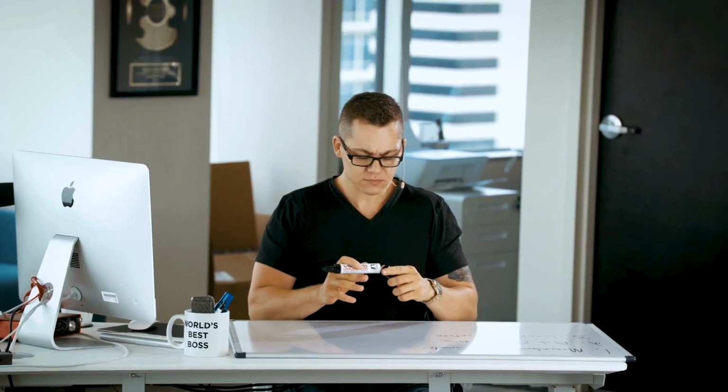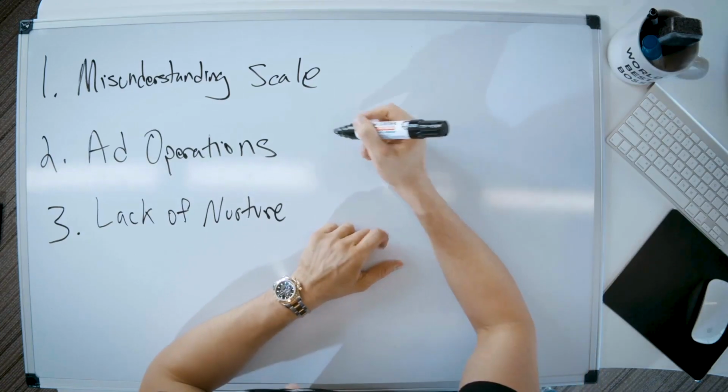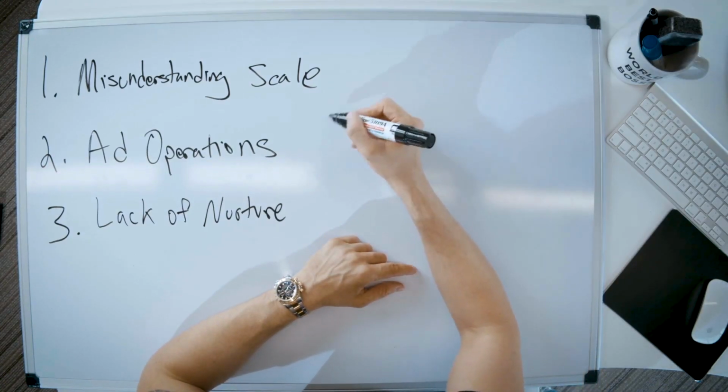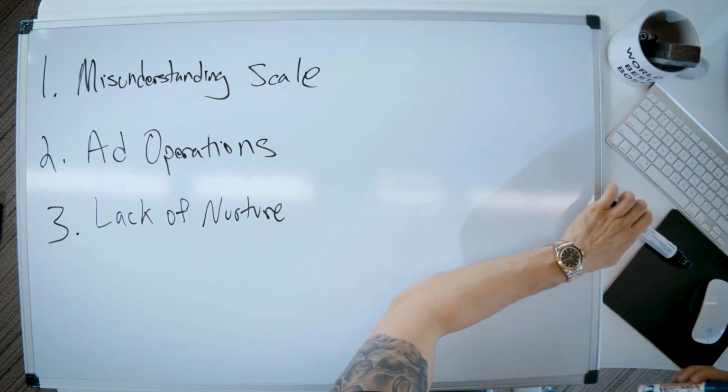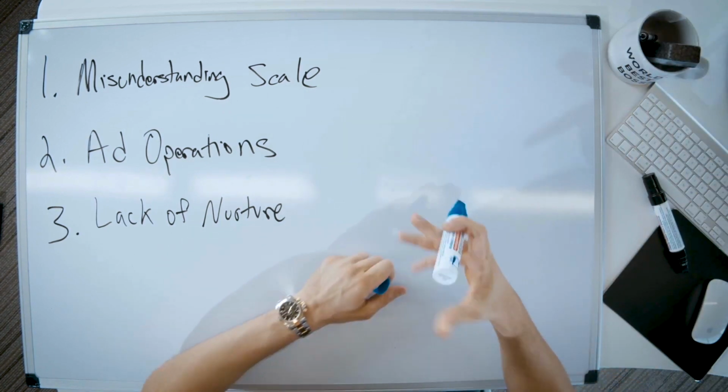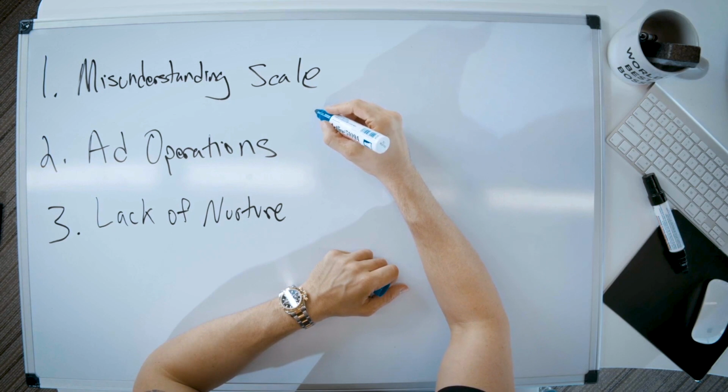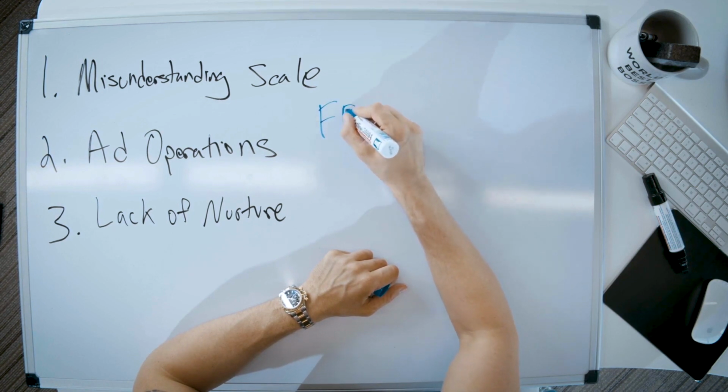So this is what I call the fence method. This is very, very misunderstood. Let's map this out real quick. So let's say you have, let's use blue ink here. So let's say you have a Facebook ad, okay? Here's your Facebook ad, right?